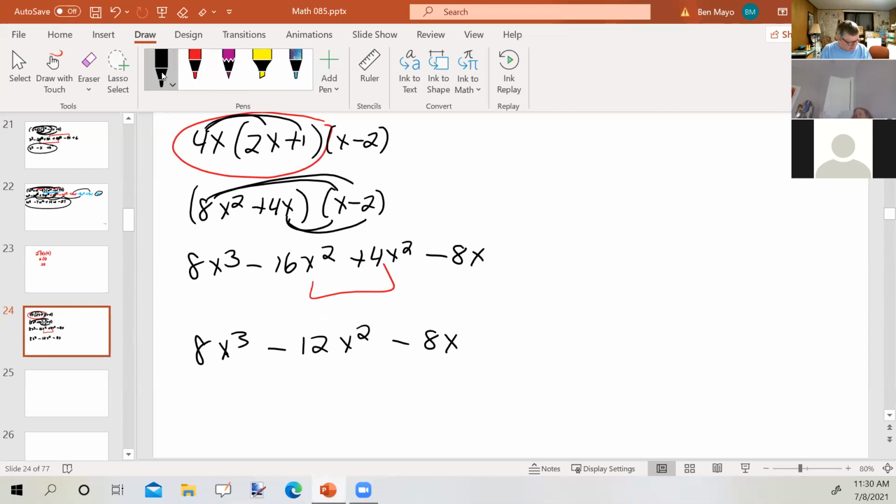Any questions about that example? All right, let's take a look at another example.